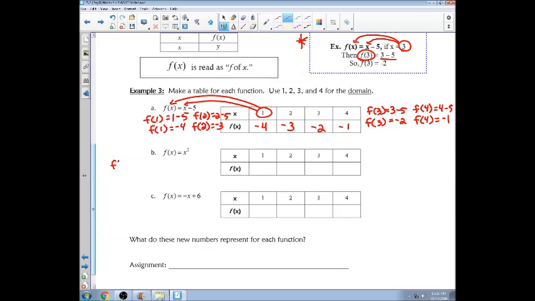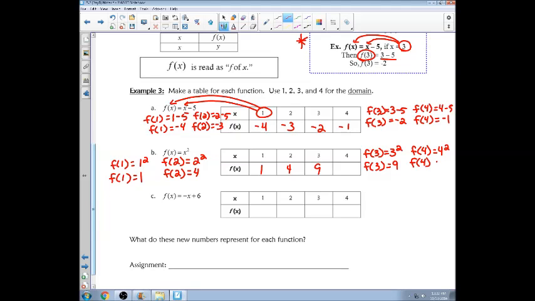I would have f of 1 is equal to 1 squared. Well, 1 squared would just be 1. F of 2 would be equal to 2 squared. So f of 2 would be equal to 4. F of 3 would be equal to 3 squared. So f of 3 would be equal to 9. And f of 4 is equal to 4 squared. So f of 4 would be equal to 16.